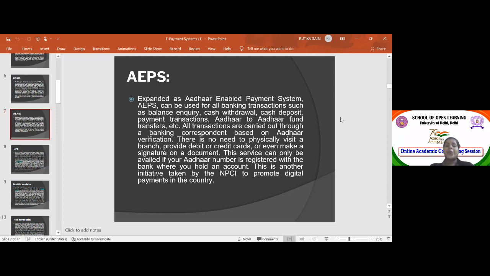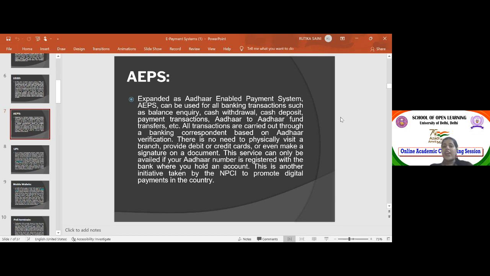Sometimes people don't know how to have a look at their balance, so they just need to go to a shop, give them the Aadhaar number and the bank account number, and then they would be able to give the statement of your balance. It can be used for cash withdrawal. You can also withdraw your cash. It can also help in the deposit of cash, payment transactions, and Aadhaar to Aadhaar fund transfer, from one account to another account, from one Aadhaar number to another Aadhaar number.